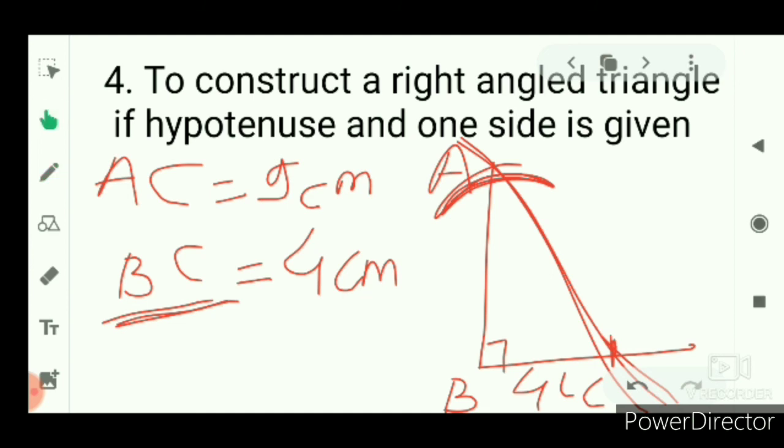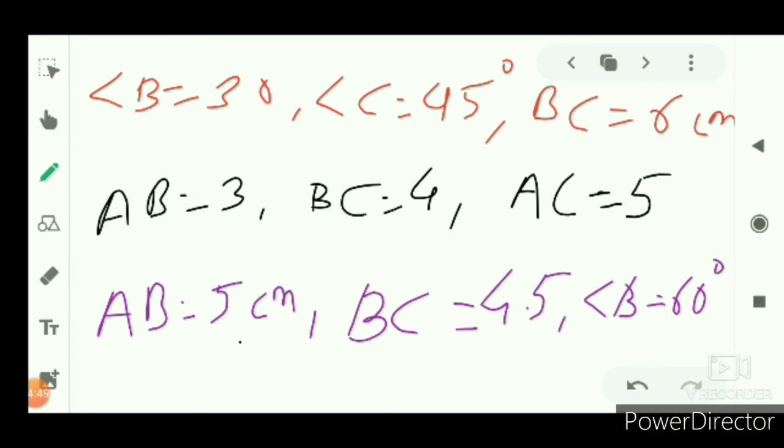Okay, now I am giving some questions to you for homework. Just try these questions. The first question is, in the triangle ABC the measurement of angle B is 30, angle C is 45 degree and the side BC is given as 6 centimeter. Here 2 angles and one side is given and you have to draw the triangle ABC. Okay, so this is the homework. Just try on your own in your notebook.